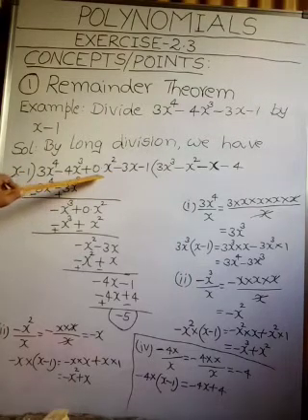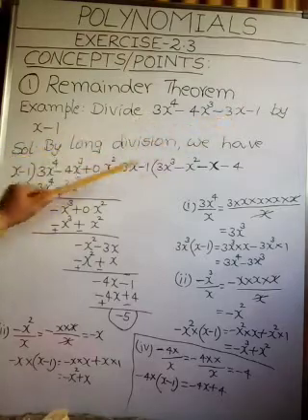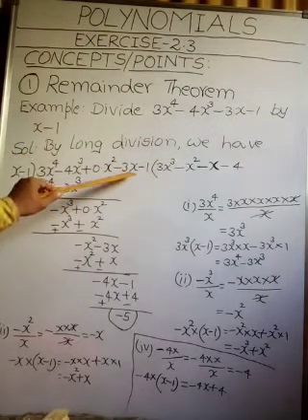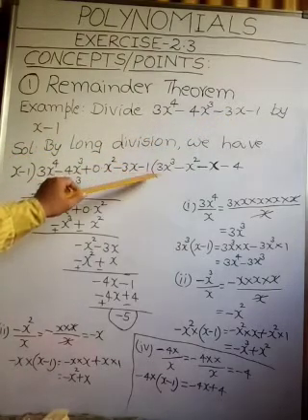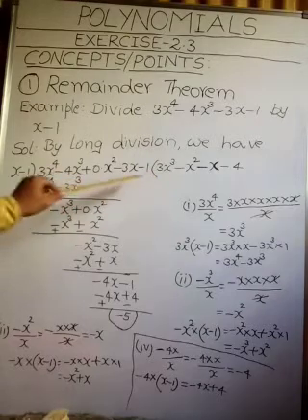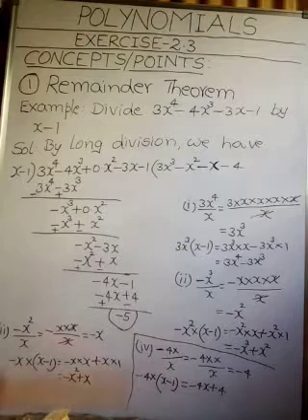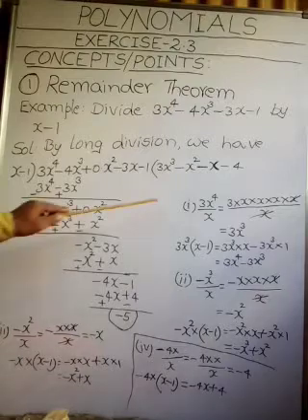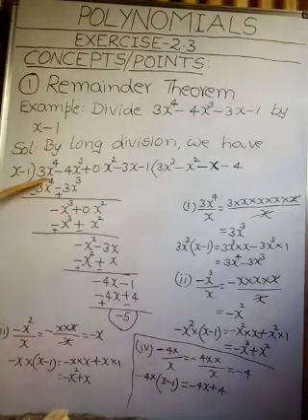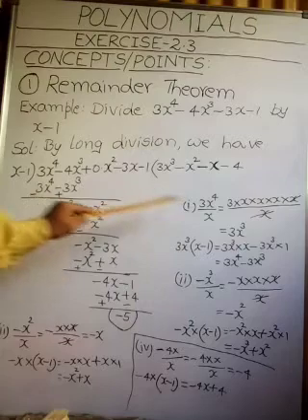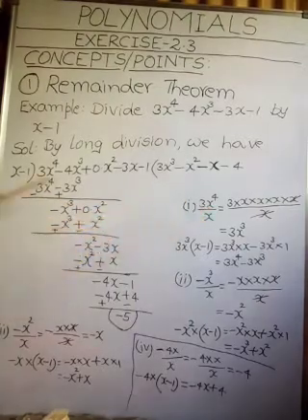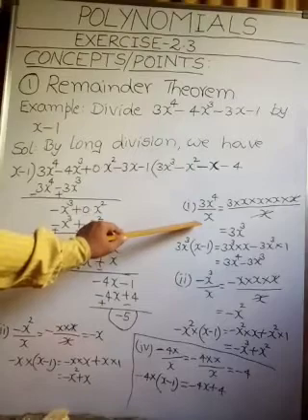Understood this part, my dear children? Minus 3x. After x square we write the x term. After the x term, the constant. Now this polynomial is in the standard form. Understood this part, my dear children? Right. Now we follow the steps as we have done. First step, what is the first term of this dividend? 3x power 4. And what is the first term of the divisor? X. Understood this part, my dear children?